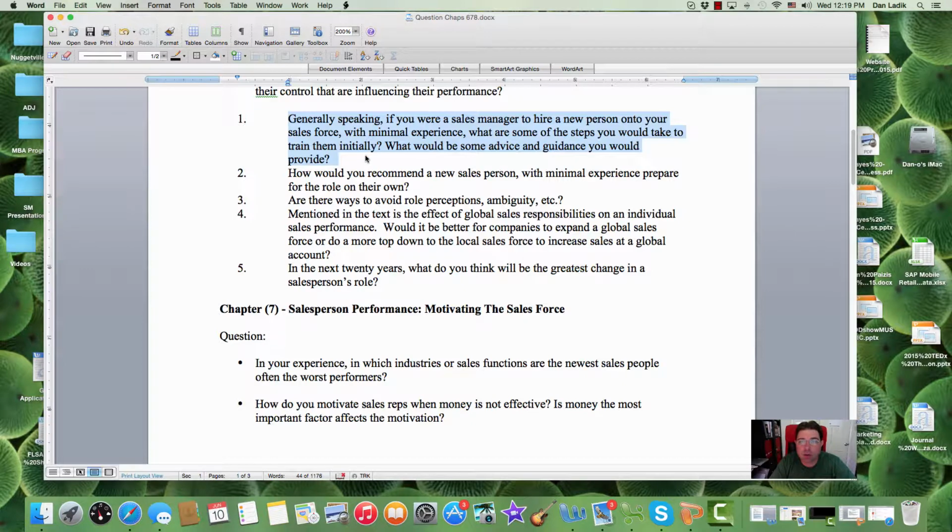Generally speaking, if you were a sales manager to hire a new person to your sales force with little to no experience, what are some of the steps you would take to train them initially? What would be some of the advice and guidance you would provide? Well, I'm hopeful this is a new school selling environment, and new school selling environments always have a strong training program. And training is not only how to do the steps in the sales process, but training is also orienting them towards a new school selling mentality.